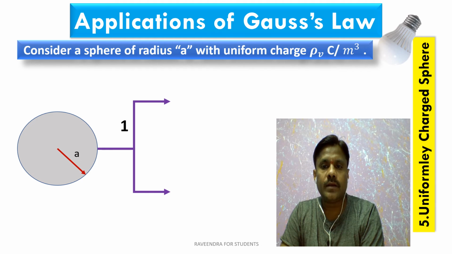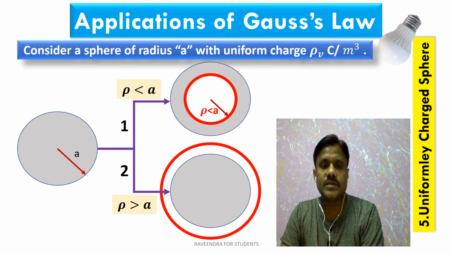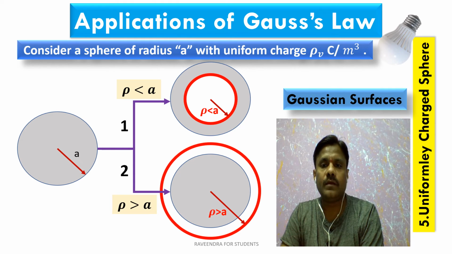One is having rho, that is the radius of the Gaussian surface we are going to construct to solve this problem. That may be either inside the sphere or outside the sphere. So the first part is inside the sphere, so that means rho is less than the original radius a, and the second one is having a radius greater than this original radius a. Then the first part will have the Gaussian surface like this. So the Gaussian surface has a lesser radius rho than the original, and the second one has a Gaussian surface with a radius greater than a. Here we have two Gaussian surfaces, one with radius less than the original radius a and another with radius greater than the original radius a.